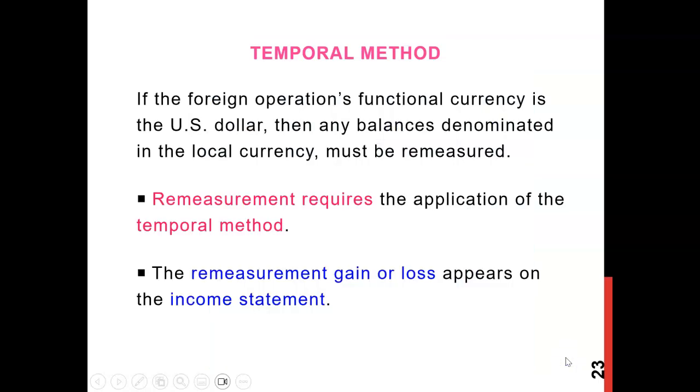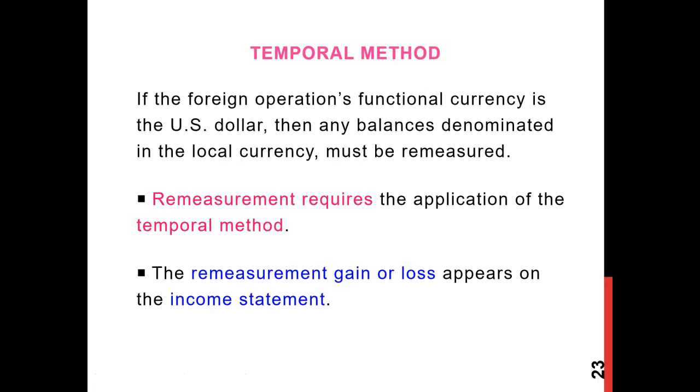So first, I just want to remind you of some terminology. Remember, for the temporal method, the subsidiary is using the US dollar. So the subsidiary is using US dollar. Still, we need to convert it into dollars. So the process is called remeasurement. And if you remember the chart for the temporal method, the gain or loss will appear on your income statement.